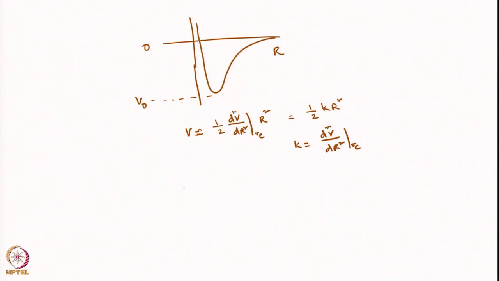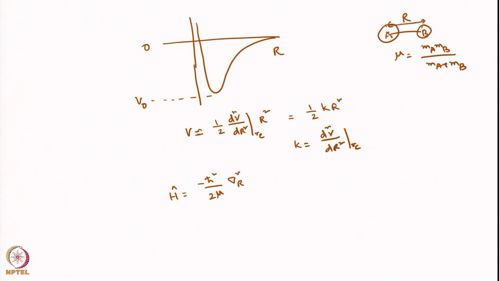And now if you write the total energy Hamiltonian, H is equal to minus h bar square by 2 mu del square R. Now, if you have A and B connected, mu is nothing but M_A M_B divided by M_A plus M_B, and R is the coordinate. So this R is nothing but the internal coordinate, plus half K R square. So this is my Hamiltonian for the harmonic oscillator.